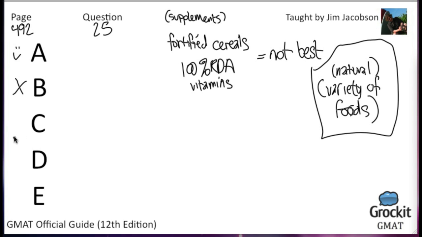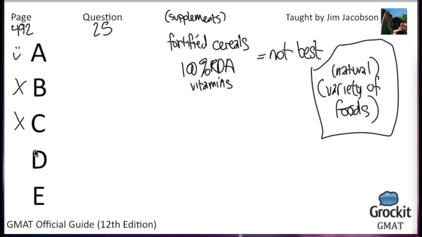The fact that foods must be fortified with vitamins does not support the notion that natural foods are better. If the vitamins added to fortified cereals are just as good as those in natural foods, fortified cereals are just as good. Choice C does not support the point of the passage.